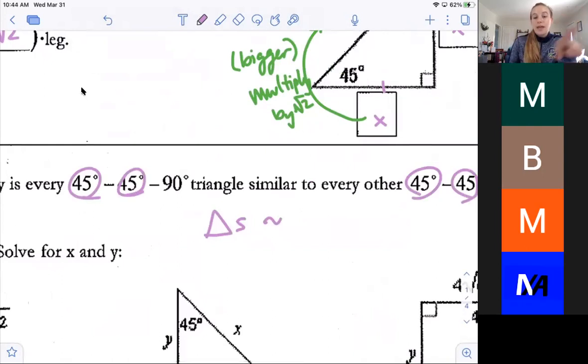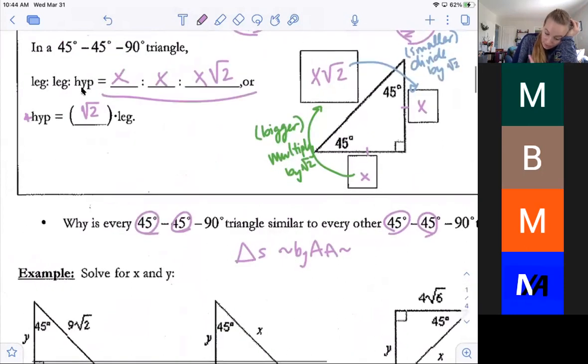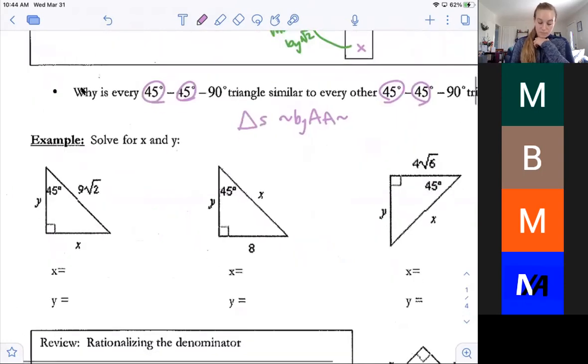So similar means all the angles are congruent and all the sides are proportional. And the proportion or the extended ratio is this. So that's why all of these triangles are similar. It's by AA. All right, any questions so far?